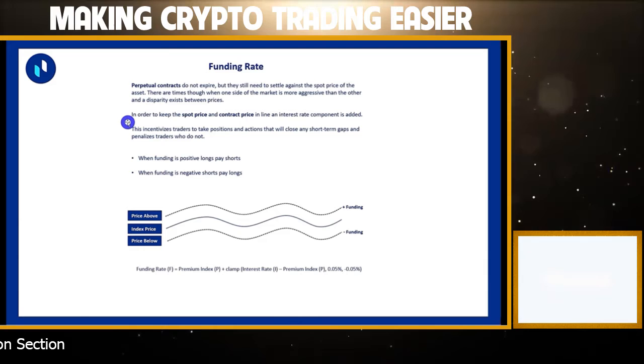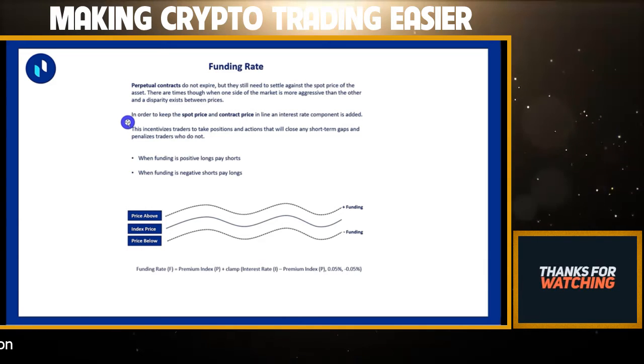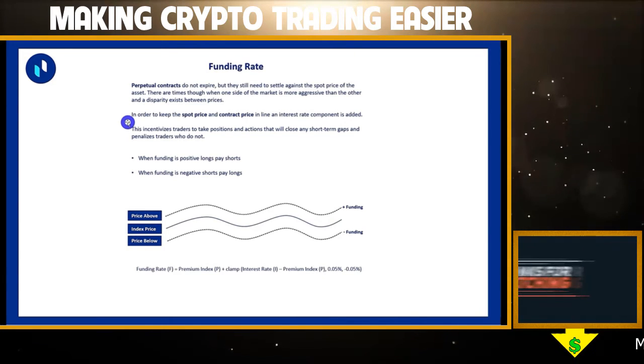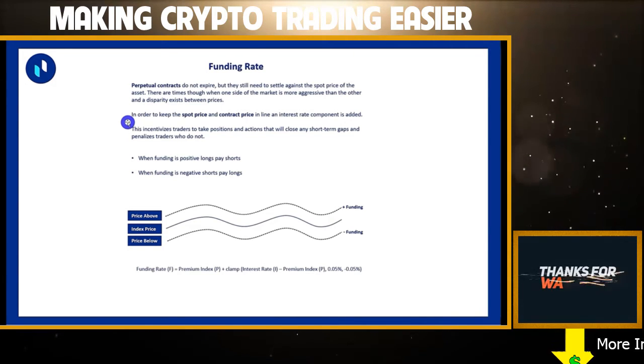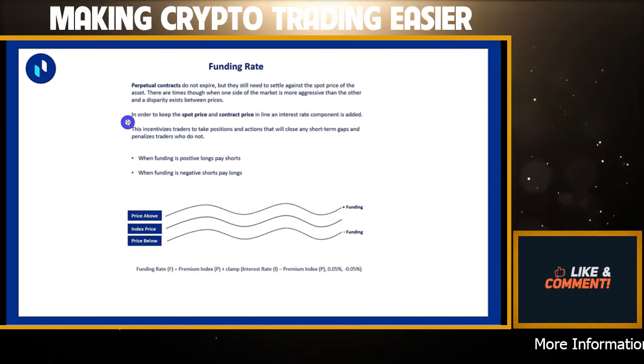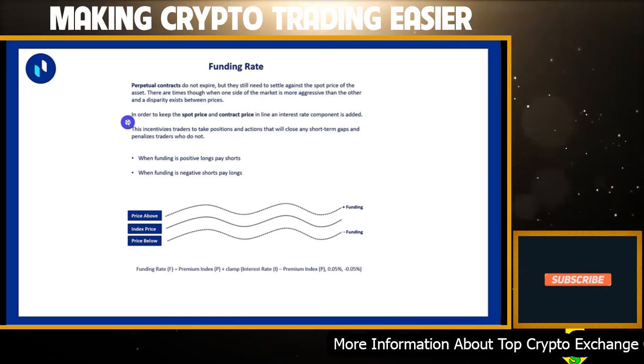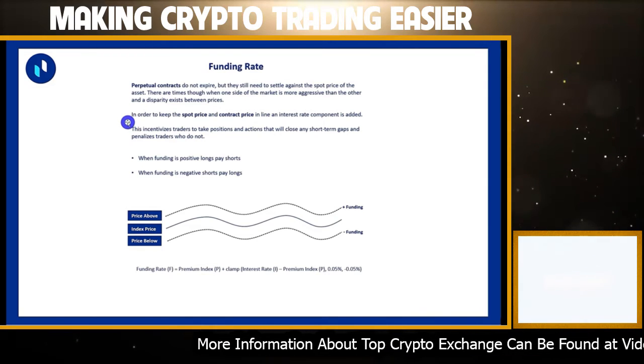So when the funding is positive, longs pay shorts. What this means is that shorts are benefiting. You're incentivized to be in a short position during that funding period because you're going to receive that interest rate component. Now, when the funding rate is negative, shorts pay longs. It's the opposite. What this means is that if you get in a long position, you're going to receive that funding, and if you're in a short position, you're going to be paying that funding.